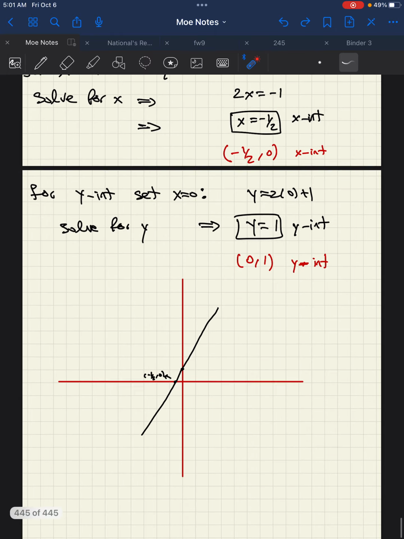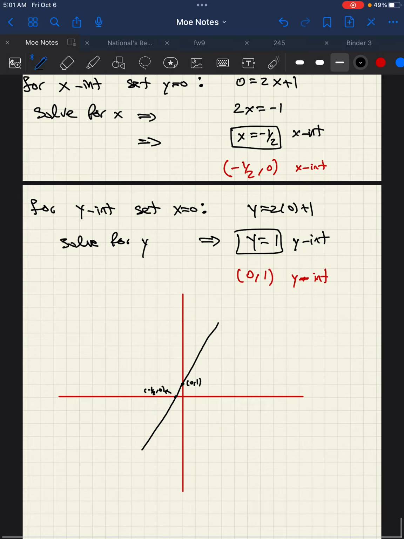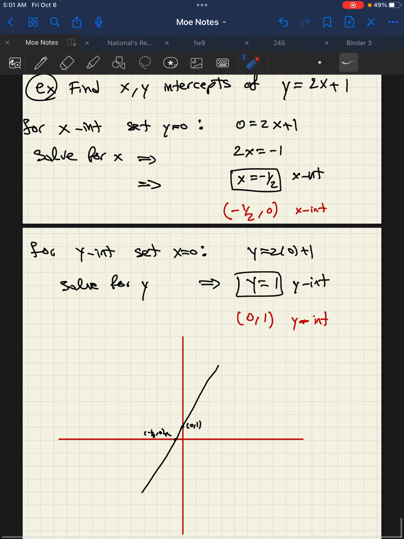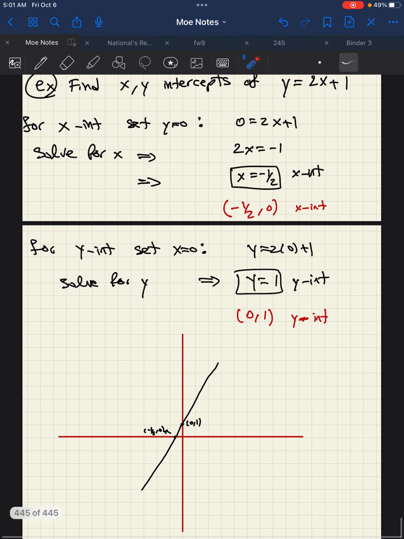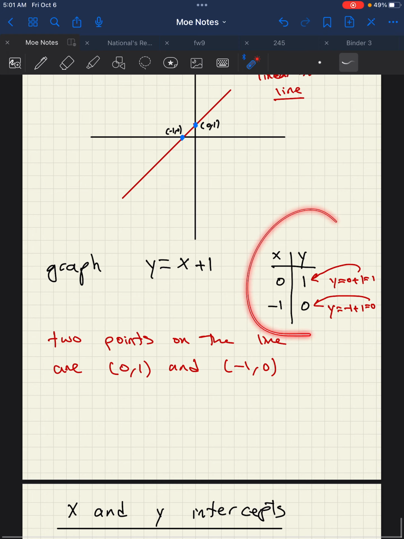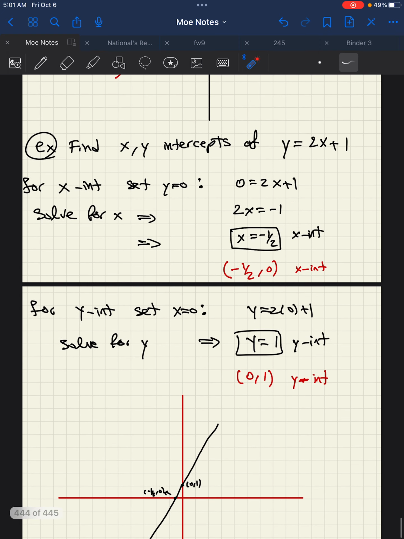So here's your point again. That's your 0 and 1. That's your x equals 0 and then your y equal 1. So you found 2 points. You connect them and you're done. That's your line. So you found the x and y intercept, you graphed it. So you could graph by picking your own points, or you could graph by picking x and y intercept.